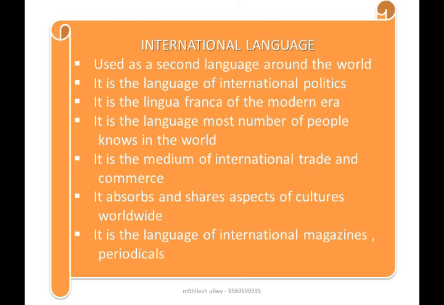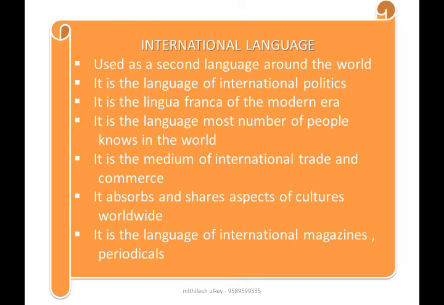It is the lingua franca of the modern era. Yes, note down this point. English is the lingua franca of this modern era. It is the language known by the most people in the world. It is the medium of international trade and commerce. Yes, this is a very important point. Please note it down in your copy and remember in your mind: English is the medium of international trade and commerce.